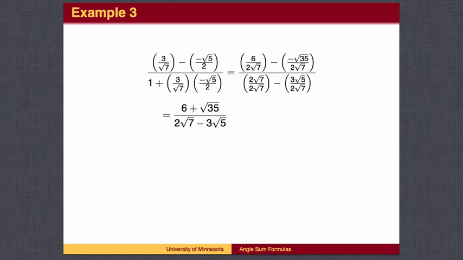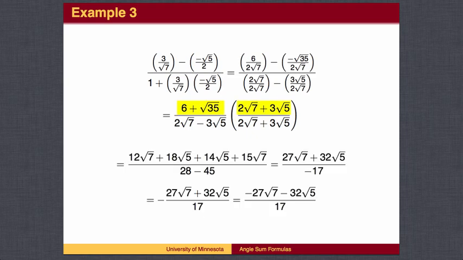First, we find a common denominator, which in this case is 2 times the square root of 7, and rewrite all the fractions in terms of this denominator. Next, we multiply the overall numerator and denominator by 2 times the square root of 7. We rationalize the denominator by multiplying by the conjugate. In the numerator, we FOIL. The denominator is the difference of squares pattern. We combine the like terms in the numerator. Finally, we can move the negative sign from the denominator.